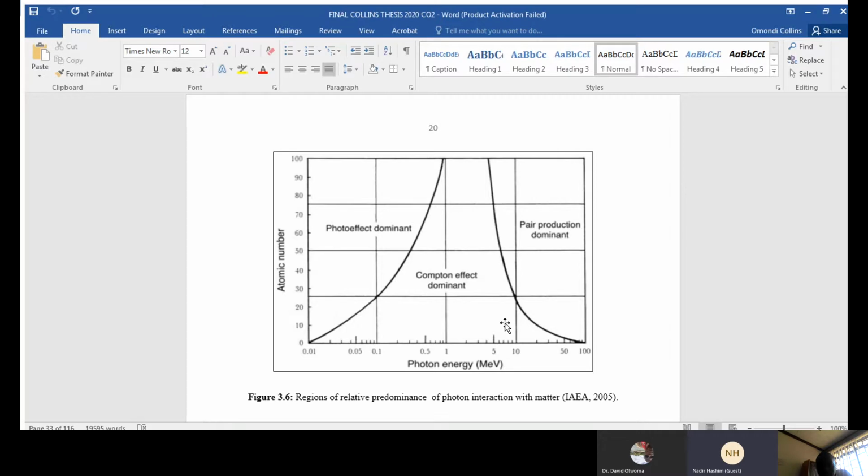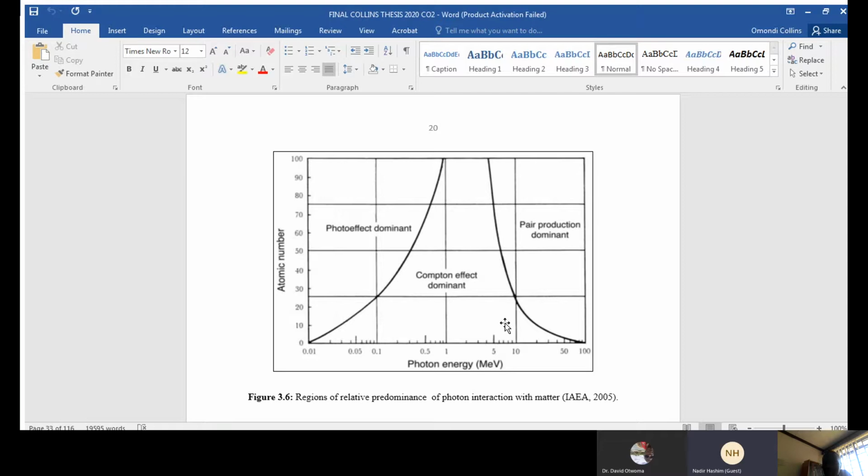Yeah, theoretically 1.022 MeV. When you have a photon in the vicinity of the nucleus, the photon produces an electron-positron pair. So the minimum photon energy would be twice the rest mass energy of the electron. Rest mass energy of the electron is 511 keV. Twice that value is 1.022 MeV. So that's the minimum energy for pair production to take place in the vicinity of a nucleus. That means in the Coulomb field of a nucleus. If you've got a Coulomb field maybe of an electron, then you require more energy, maybe four times the rest mass energy of the electron.